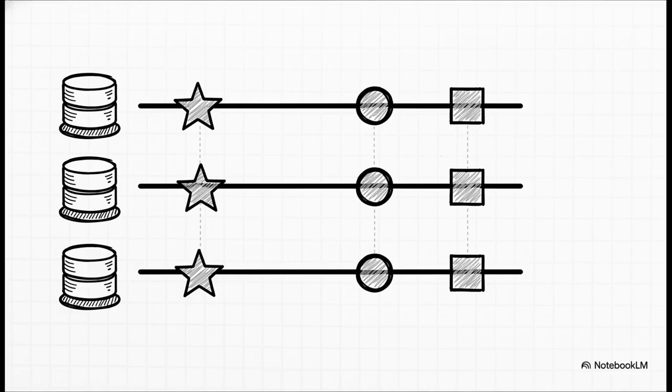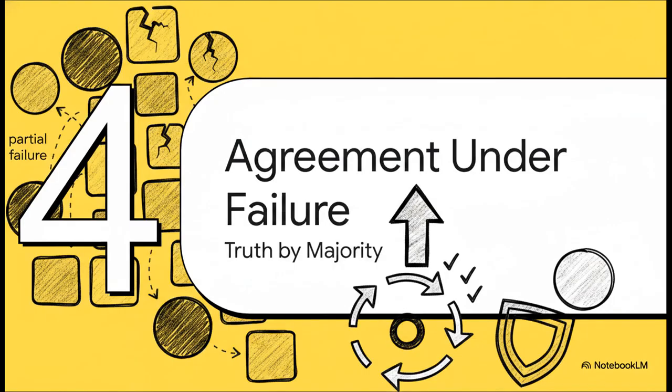If all nodes process the exact same sequence of operations, they're all guaranteed to arrive at the exact same final account balances. Which brings us to our final concept, agreement under failure. In a distributed world, the truth isn't whatever one single node says, it's what the overlapping majority agrees on.